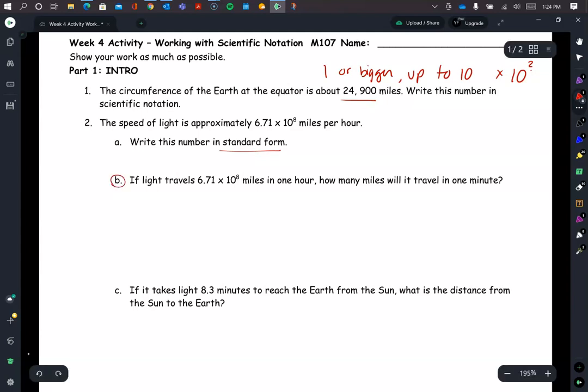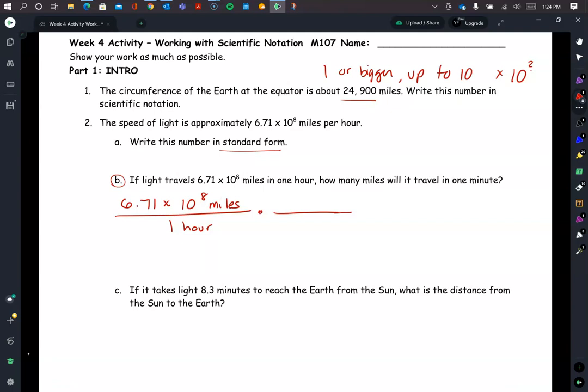B, I think, is maybe a little bit tricky because we've done some unit analysis, but this one actually starts with a rate. So we want to keep it in scientific notation, 6.71 times 10 to the 8 miles. And then we're going to say per 1 hour. And then we want to multiply our unit fractions to get rid of the units that we don't want and get the ones we do want. So this is traveling in 1 minute.